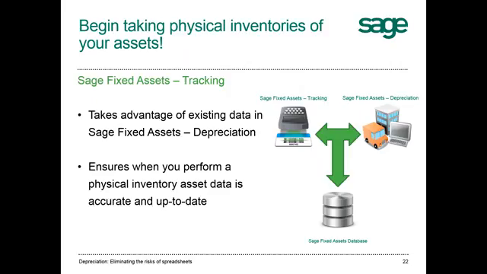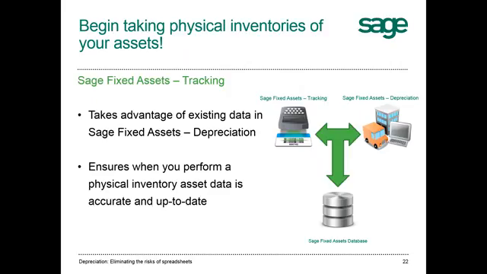Well, all of your field customizations, smart lists and templates flow through into the tracking module. But more importantly, you're not starting from scratch with tracking because you already have a database of asset information in the depreciation module. And when you load that asset data onto a barcode scanner, go out and perform that physical inventory, and then update your asset database, those updates will be visible within both depreciation and tracking.